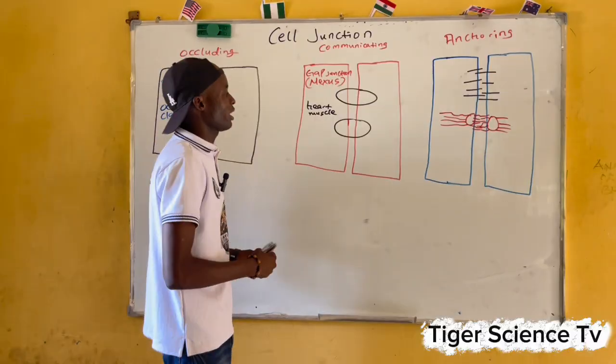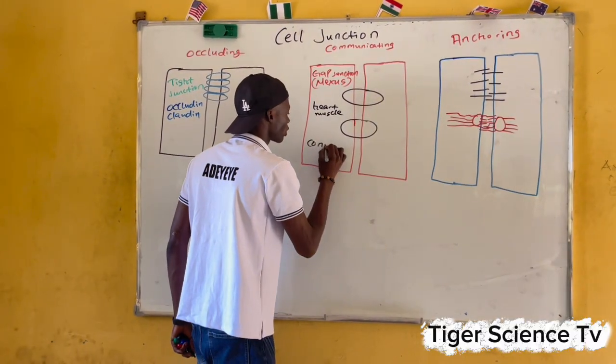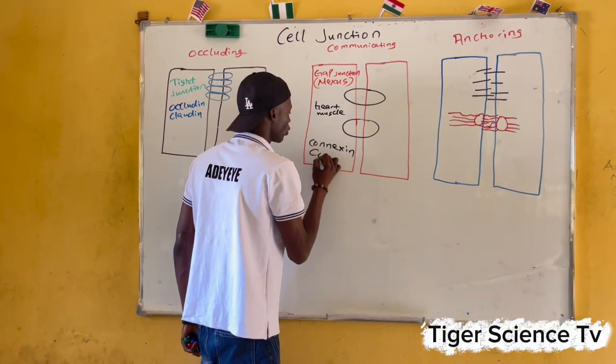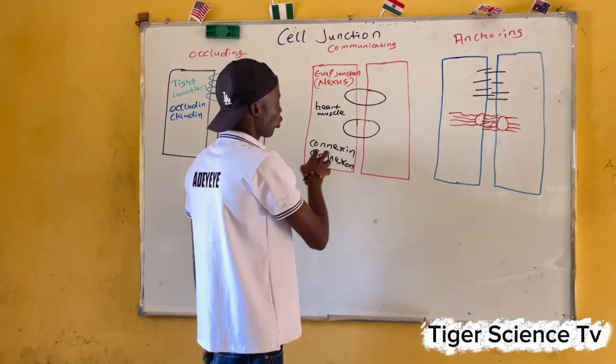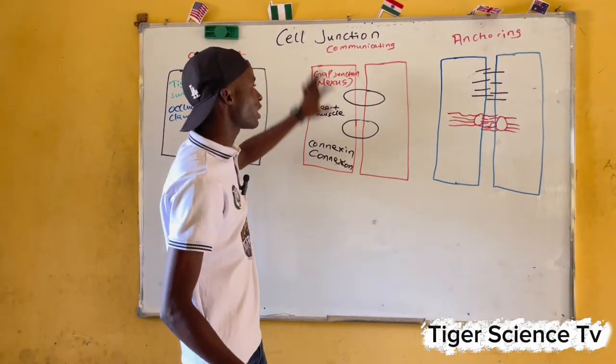So what is the particular protein that you see over here? They call it connexin. That is the protein you see over there. They call it connexin. That's where we have the communicating junction.